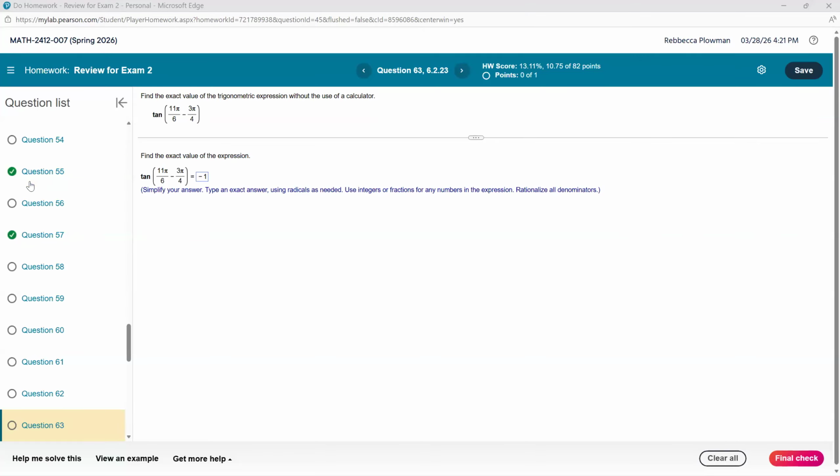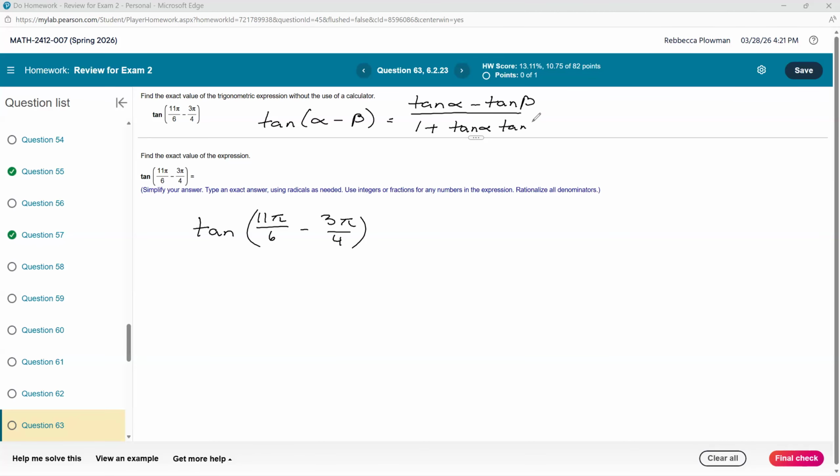Okay, so here, oops, let's ignore that little part right there. What we have here is, sorry, I just lost my color. Tangent of 11 pi over 6 minus 3 pi over 4. So we have a difference. So we have a tangent of alpha minus beta. So this is just going to be tangent of alpha minus tangent of beta over 1 plus tangent alpha tangent beta.